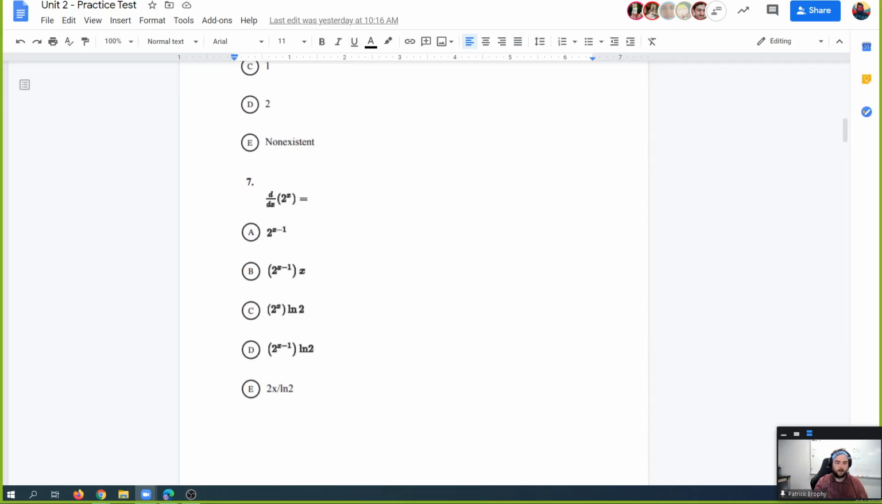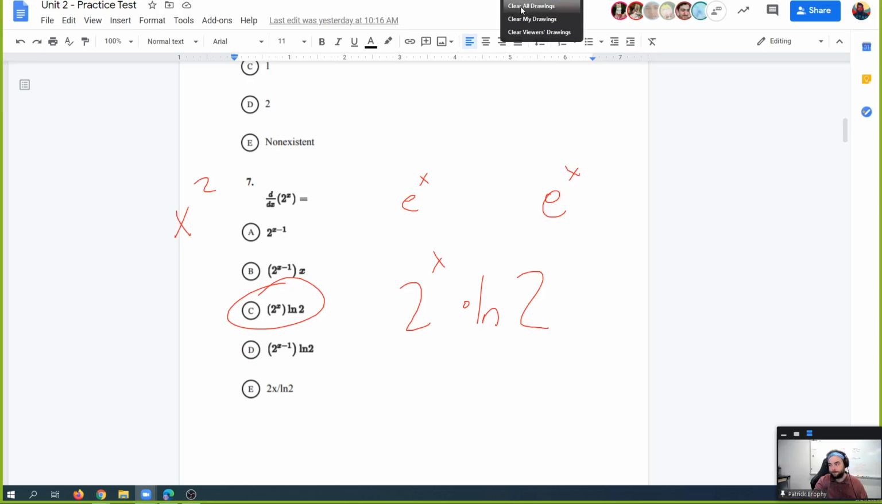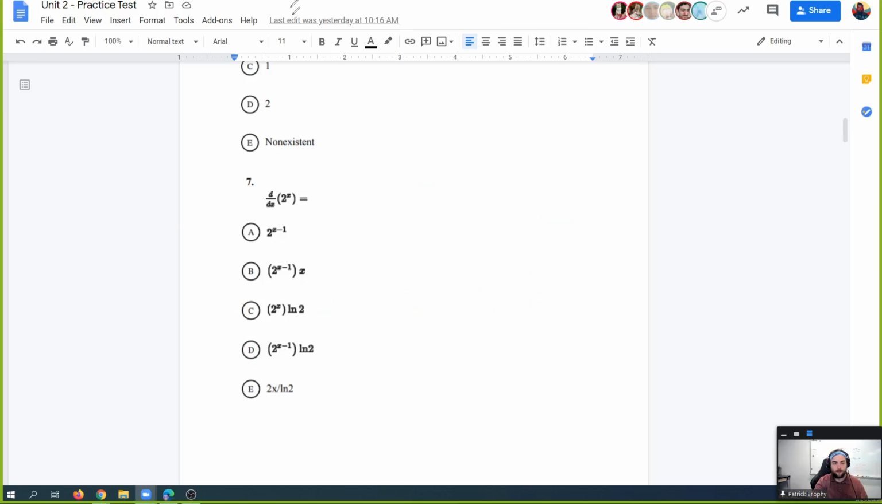This one. Do you know the rule for exponents? If it was e to the x, the derivative is e to the x. When I have a different base, it's 2 to the x times natural log of 2. That's not the power rule. Power rule will be x to the x, where the x is on the bottom, the base. 2 to the x is the exponents rule, and that's do you know it or not? Okay, moving on.